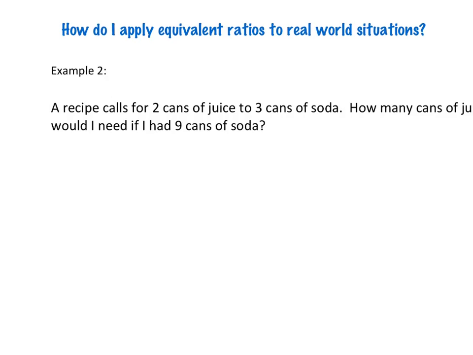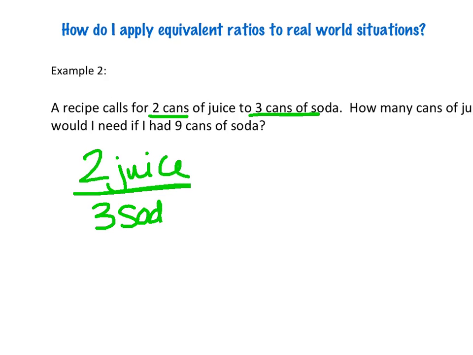So in my last example here, I have a recipe that calls for 2 cans of juice to 3 cans of soda. How many cans of juice would I need if I had 9 cans of soda? So I'll go ahead and I'll write this as a ratio of 2 cans of juice to 3 cans of soda. So I'll have 2 juice to 3 soda. And it's important that you label the parts of your ratio so that you can get them lined up.